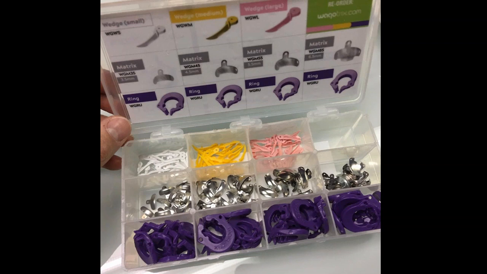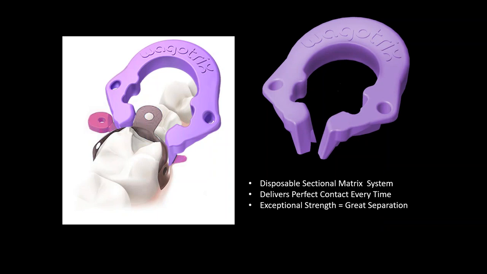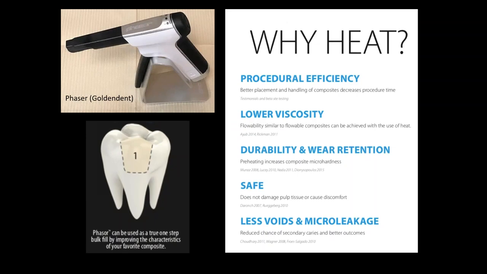Notice with this whole Wago Trix system, you get a small, medium, and large wedge. And then you get a variety of different assortments of the matrices. So you not only get the wedges, the matrices, and the rings, but you also get the ring expander and also the matrix holder. And I'm sure Kurt will be talking about the promotions they have at the end of this webinar. So Wago Trix is a disposable sectional matrix system. It delivers a perfect contact every time. And really, exceptional strength means great separation as compared to the matrix systems that may wear out after a while.